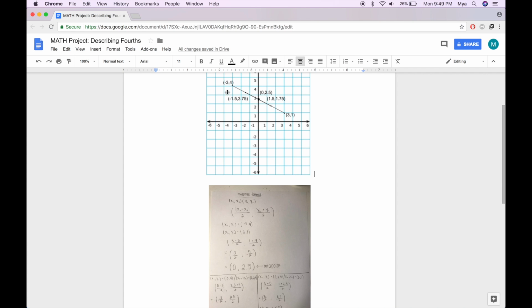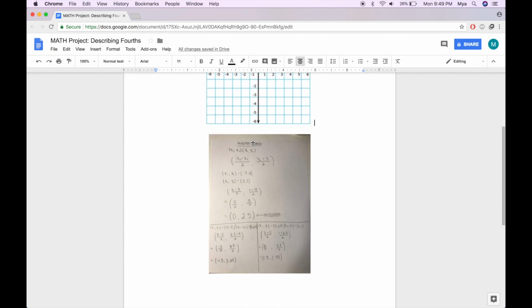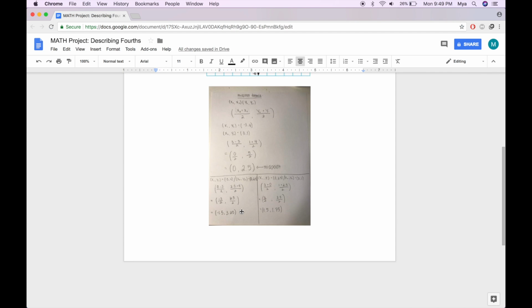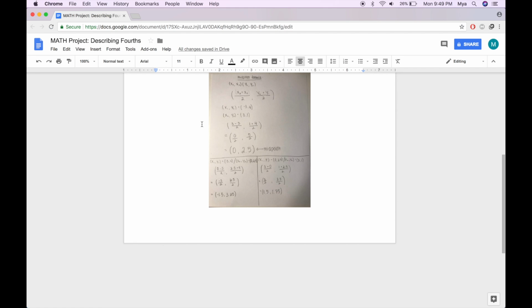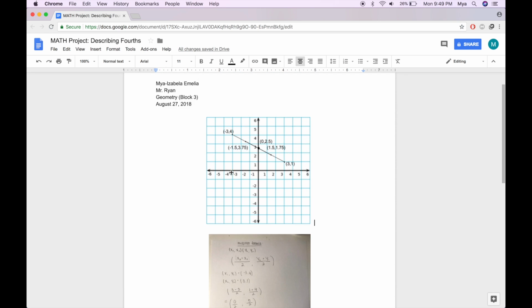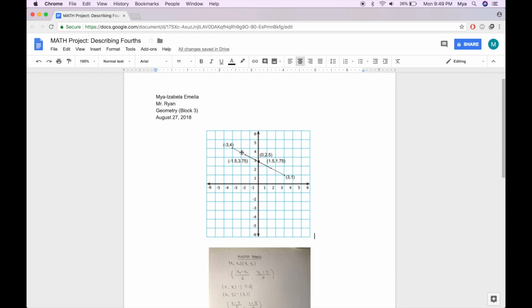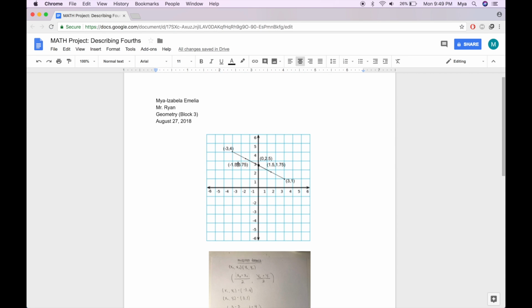And if I want to find the midpoint from (-3, 4) and (0, 2.5), I have the work right here. After plugging in my numbers and using the midpoint equation, my midpoint of that little line segment came out to be (-1.5, 3.25), which I have a typo here. It should be 3.25, not 3.75. So it should be right here.